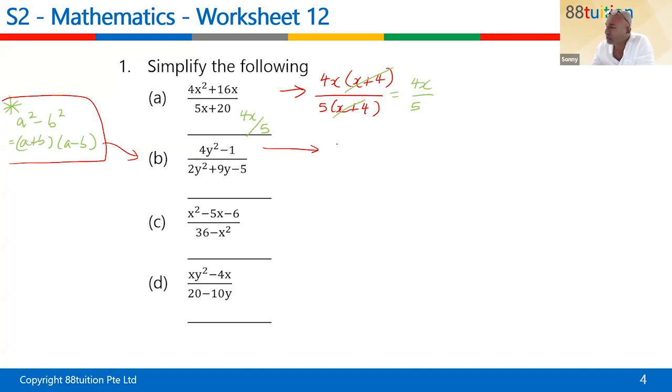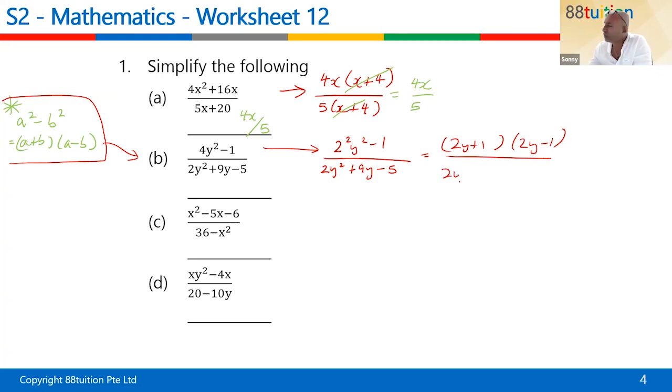4 is a perfect square number, so this will be 2 squared, y squared minus 1 over, you've got to factorize this. If you factorize, you will get 2y squared plus 9y minus 5. This gives you 2y plus 1, 2y minus 1. And when you factorize this, you get 2y minus 1, y plus 5, all right? Now you can strike off the common terms, so you're left with 2y plus 1 over y plus 5. That is the answer, right? 2y plus 1 over y plus 5.